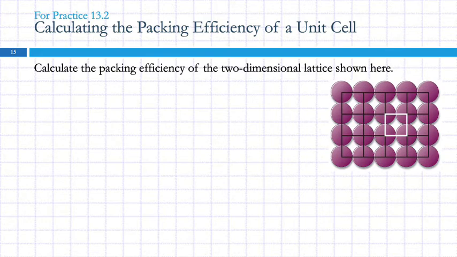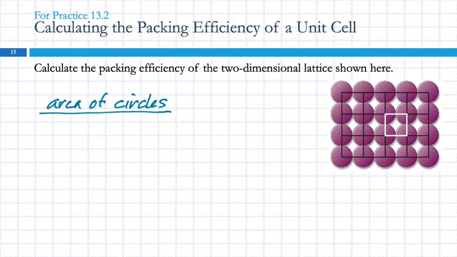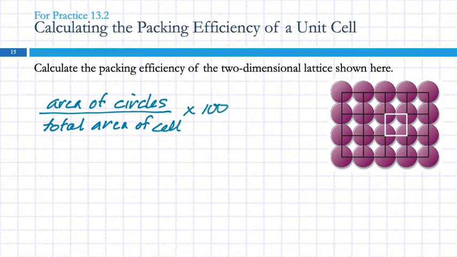So let's do that on a 2-dimensional lattice. Calculate the packing efficiency of the 2-dimensional lattice shown here. So packing efficiency is, well, here it would be area of the circles, that's the part we're interested in, divided by total area of the cell, times 100.